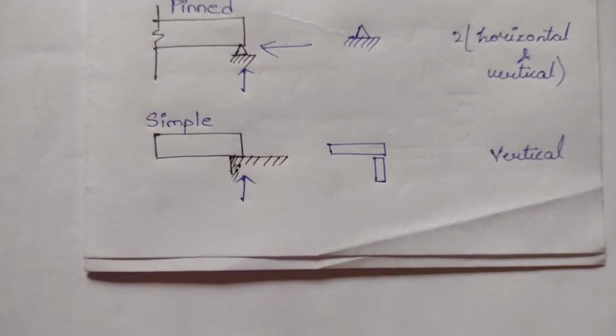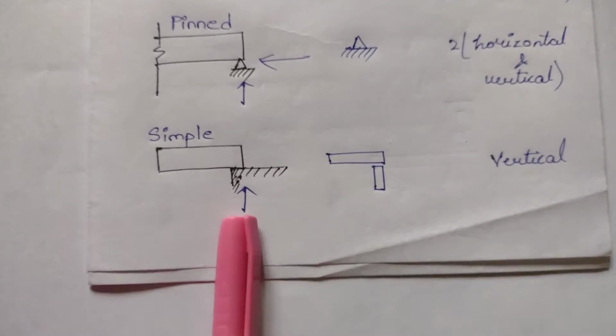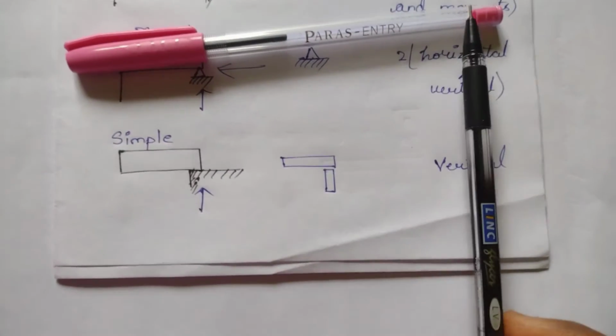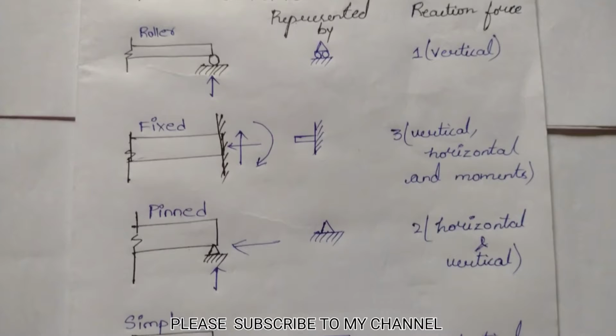Next we have simple support. Simple support is where we don't have any restraints, like we have only vertical restraint. This is due to gravity. So we have just two members in this direction, it will support it. So these are the types of supports present.